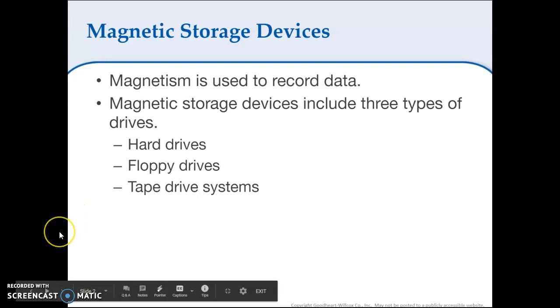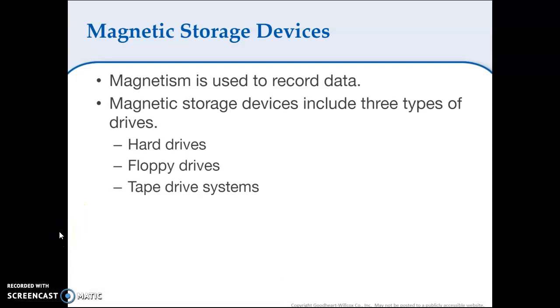Okay, there's a couple different types of storage devices. One is known as a magnetic storage device. Magnetism is used to record data, and it is used by devices such as hard drives, floppy drives, and tape drive systems. Some of these drive systems have now become obsolete and are not used much anymore, but magnetic storage is still a type of storage that is available to users in order to store data.